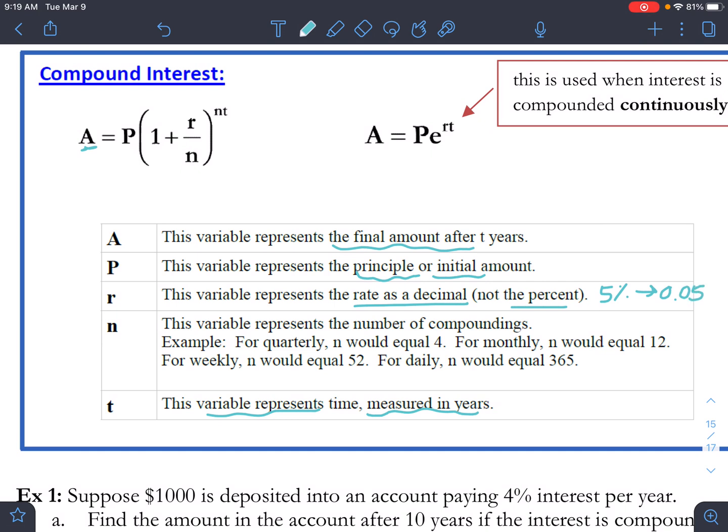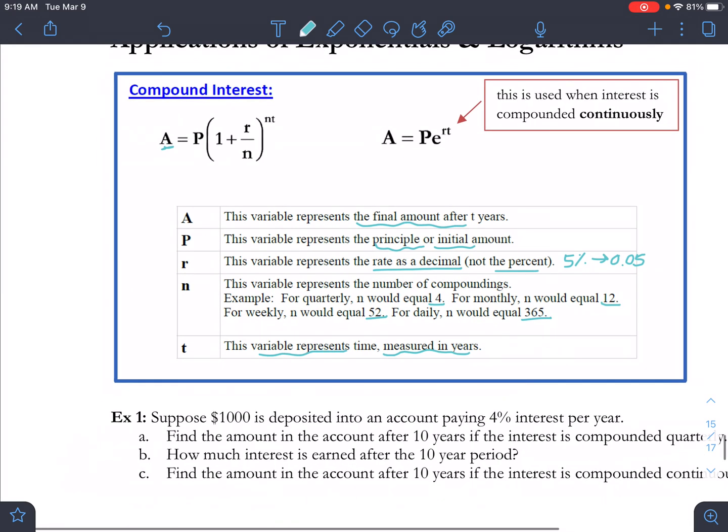N is kind of the new situation here. This represents the number of compoundings. If I said I compounded quarterly, how many times a year does that happen? 4. Monthly, that would be 12. Weekly, there's 52 weeks in a year. Daily, 365. Semi-annual comes up sometimes; semi-annual would mean twice a year. So those are some other ones that come up, and we'll see some more, and they should be things that you know.